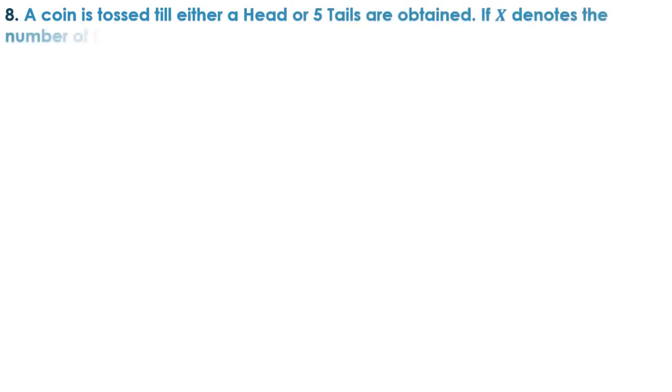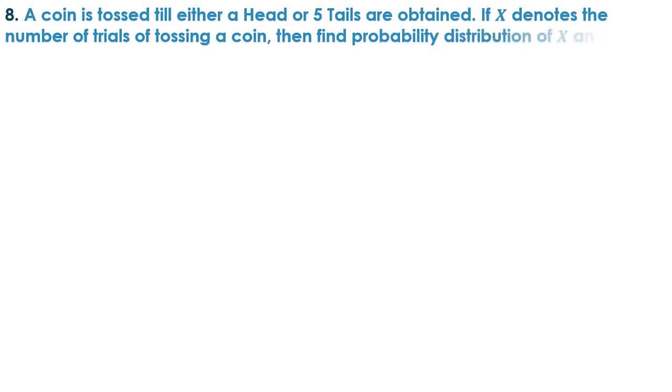Question number 8. A coin is tossed till either a head or 5 tails are obtained. Now this is a pretty unique question, and I do remember I have solved a question of the same type in the probability chapter also. But I will resolve it here because we are using the probability distribution right now. If x denotes the number of trials of tossing a coin, then find the probability distribution of x and find its mean and variance.